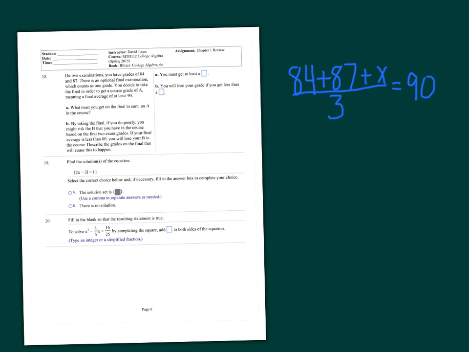Okay, so if we want to start to solve this, a couple of things that we can do. One, we could put our like terms together on top. And that would give us, what would that be? 1, carry the 1, 171 plus x over 3 equals 90. And then the next thing we could do, because we want to get the 171 plus x by itself, we could get rid of this 3 if we just multiply by 3. Since we're dividing by 3, if we multiply by 3, those two will cancel out.